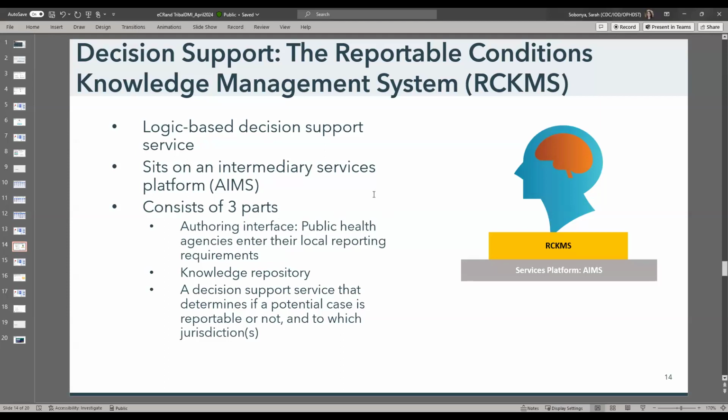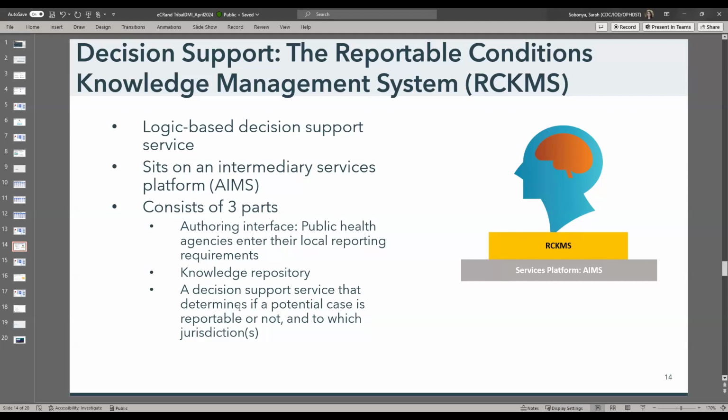So public health agencies log in and enter those requirements. CSTE has a great RCKMS team. They've got authoring support associates who will help your public health department understand this system. They will walk them through the process of authoring, entering their criteria. They're really great with that. So that would happen first. That knowledge then is stored in that RCKMS repository on the AIMS platform.